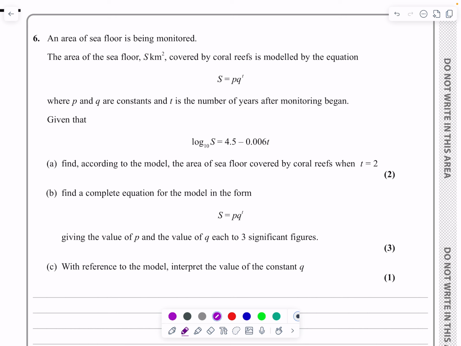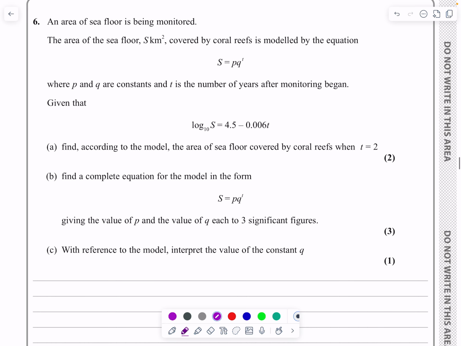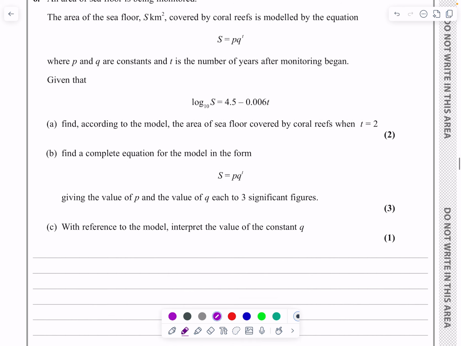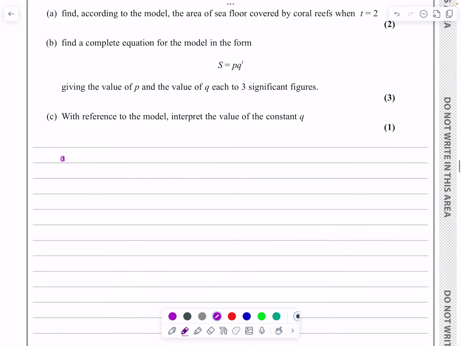S equals PQ to the power T. P and Q are constants, and T is the number of years after monitoring began. Given that log 10S is equal to 4.5 minus 0.006T, find, according to the model, the area of sea floor covered when T equals 2. So that first part A is really straightforward. All they're asking us to do is to actually make the substitution in.